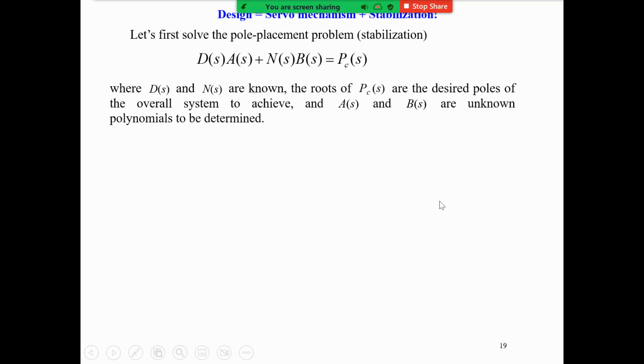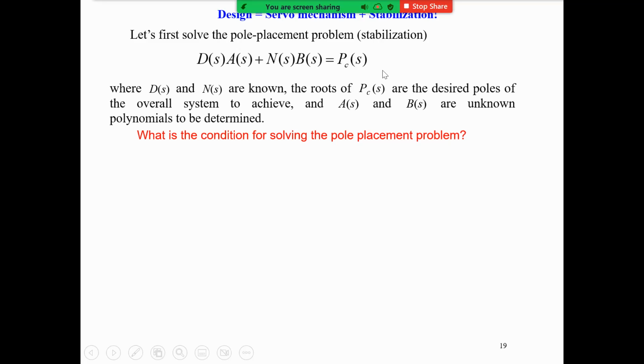Then we first have to know how to stabilize the whole system given the transfer function. It means the closed loop polynomial, in the denominator of the transfer function, has to match a desired polynomial. Of course, all the roots of this polynomial have to be stable. The roots of the desired one are the desired goals of the overall system to achieve. And A and B are unknown polynomials, the desired design parameters you want to find out.